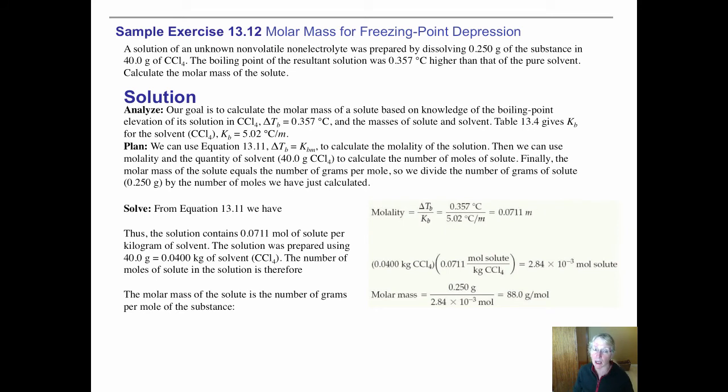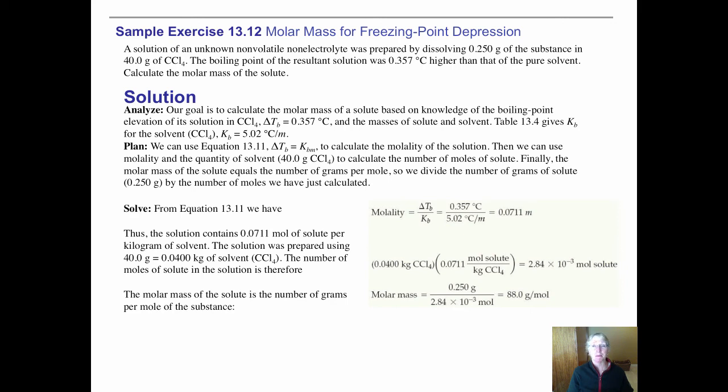Now you know that molality is equal to moles of solute divided by kilograms of solvent. There's the 40 grams of carbon tetrachloride. So I would automatically take any solvent and change that to 0.0400 kilograms. And I have the molality. So if I want to calculate for the number of moles, I simply would take the molality, 0.0711, and multiply it by the mass in kilograms. That will tell me the moles.